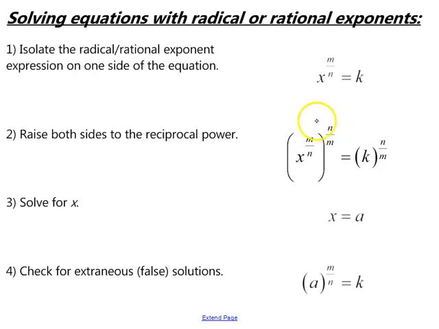What ends up happening over here is this is going to cancel out, so you're just left with x. And then when you simplify this, you're going to get a number. Then you want to take that value of a, or multiple values of a, and you want to check for the extraneous or the false solution. So that's what we just practiced doing. Take all your values of x, substitute them into the original equation, and see if your equation is actually true.